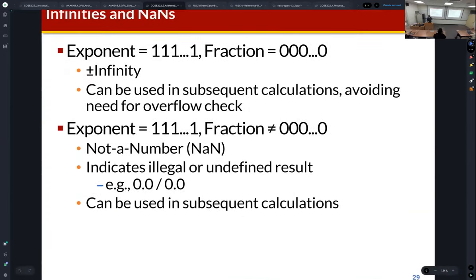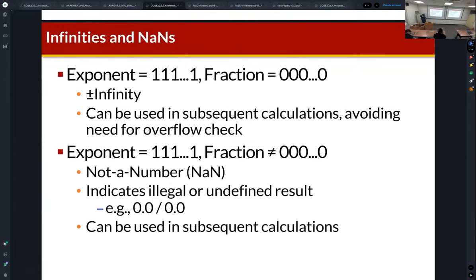If the exponents are all ones and the fraction parts are all zeros, this is used for representing infinity. If a number is very large and its size exceeds the representation of the floating point format, then we need to represent infinity. And if the exponents are all ones but the fraction part is not zero, it means not a number. It's called NaN, which means this value or result cannot be represented by numbers.